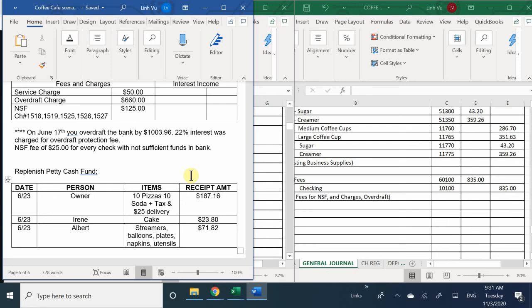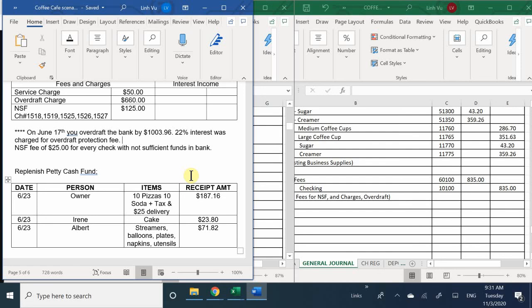Okay, but here is my little register that I have attached to the petty cash fund. I took out $187.16 because I bought 10 pizzas and sodas. We have Irene taking $23.80 for a cake. We also have Albert taking $71.82 for party streamers, balloons, plates, and so on. Party supplies. Because this is just a minor business expense, I'm just going to categorize it all as one.